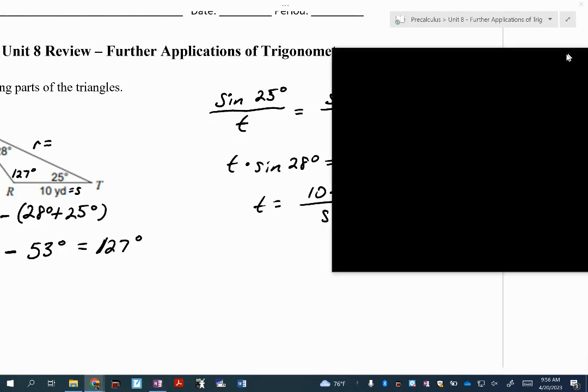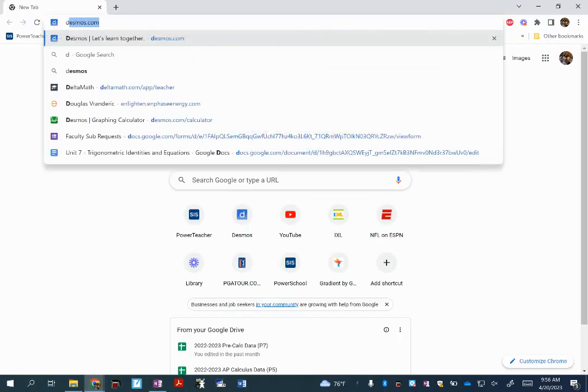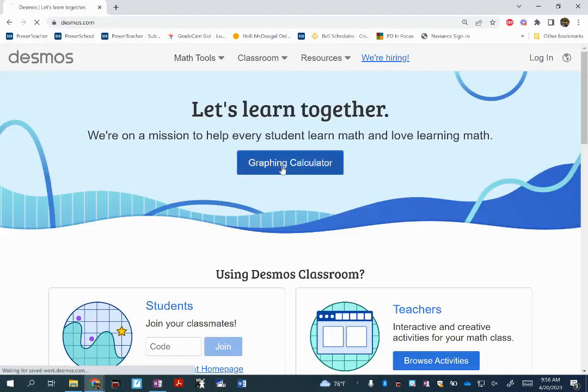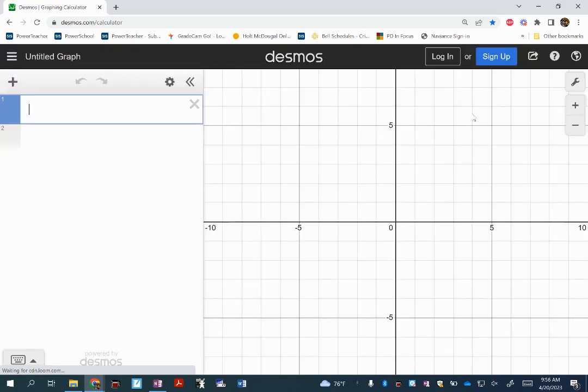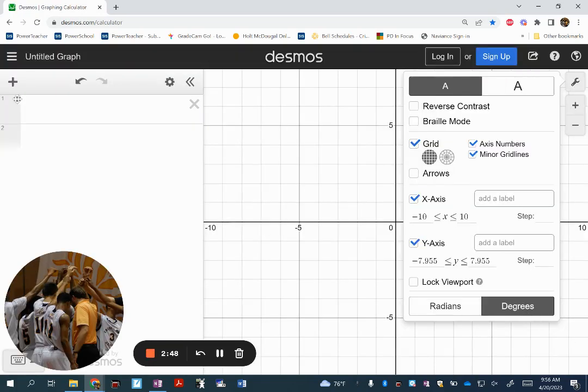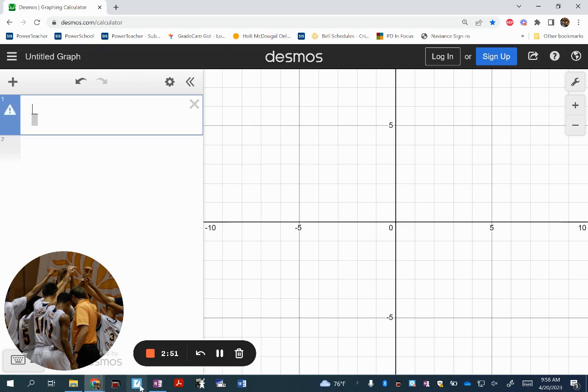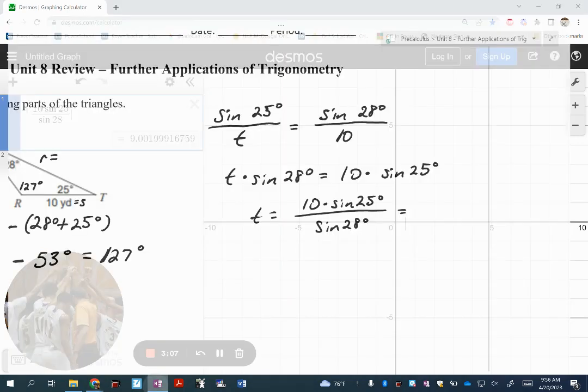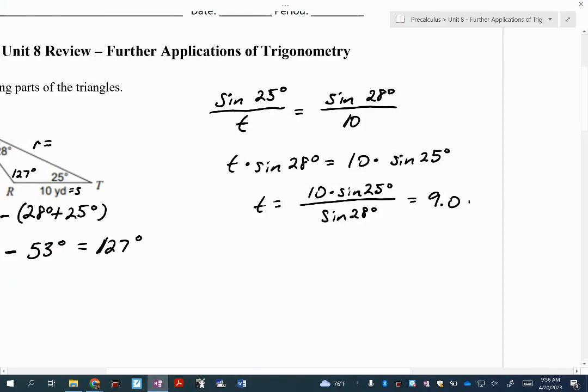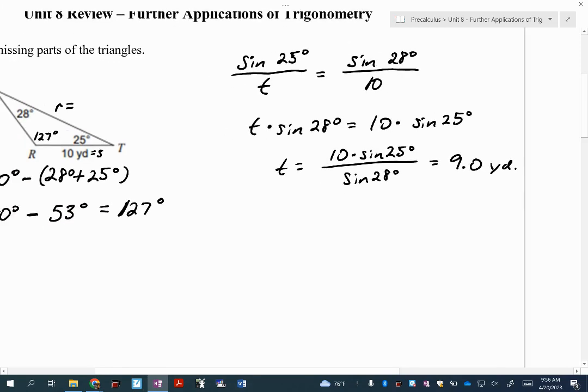So this will give us our measure of side length T. I'm going to go ahead and bring in Desmos here. Make sure you're in degrees, so always click the wrench. So we're in degrees. All right, let's get our fraction. Our fraction is 10 times the sine of 25 degrees over the sine of 28 degrees. Just confirm. Yep. So our answer, if we're going to round, you can round to the nearest tenth, whole numbers, whatever you want, I don't care. 9.0 essentially is my yards here. So 9.0 yards.